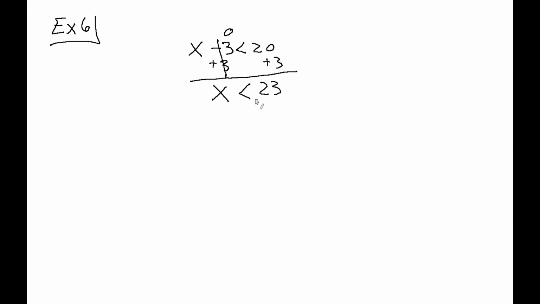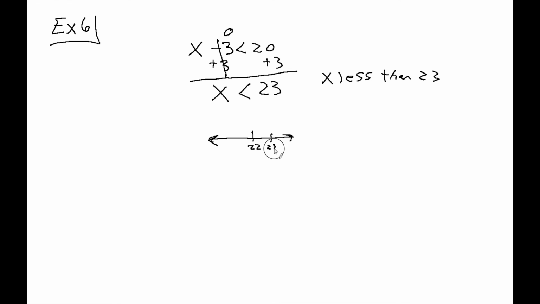Let's go to number 6. X minus 3 is less than 20. Let's isolate the x and move the 3 to the other side. We do this by adding 3 on both sides. That eliminates the 3 where the x is and brings the 3 to the other side. So the 3 minus 3 is 0, and 20 plus 3 is 23. So you're left with x is less than 23.